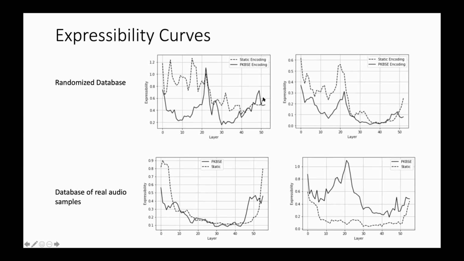The first set here is for a randomized database. And then down here is for a specific database of samples that I used over different randomized input values. What we can see here is that for a single database, we have more flexibility happening within these middle layers, or these middle beats, for both of the encoding methods. This one on the bottom right, I am not sure why it spikes up here exactly.